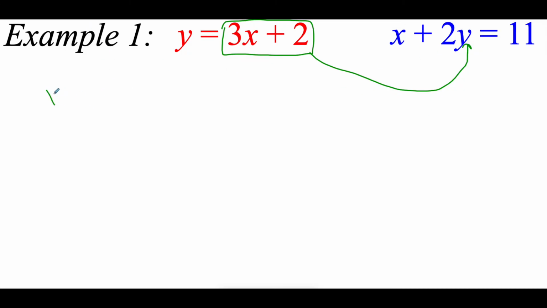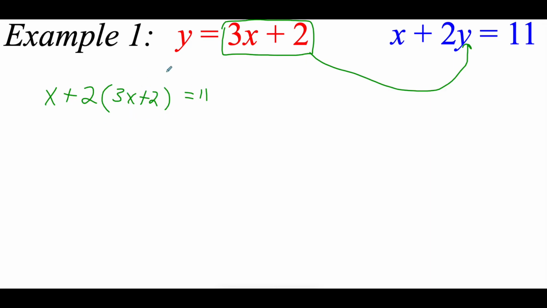So when we do that, we're going to get x plus 2 times, we're replacing that y with the 3x plus 2, and this is still equal to 11. Now what we're supposed to do with this is go through and solve to figure out what the variable answer is. We've gotten rid of all of the y variables, so the only thing that we have left in here is x. So we're going to be solving to figure out what x is equal to.